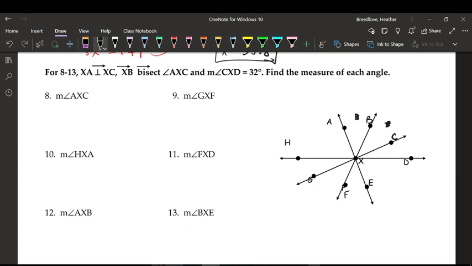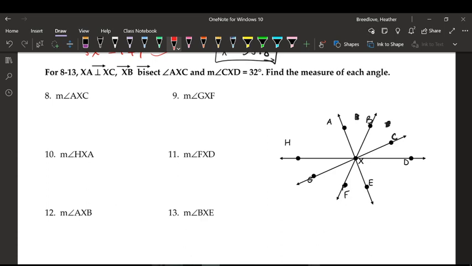Now it should make more sense. All right, so I'm going to take the information given to me in the instructions and put that in my picture. And then I'm going to see what it wants me to solve for. All right, so it says ray XA is perpendicular to ray XC.